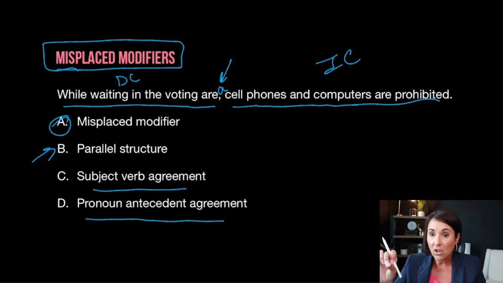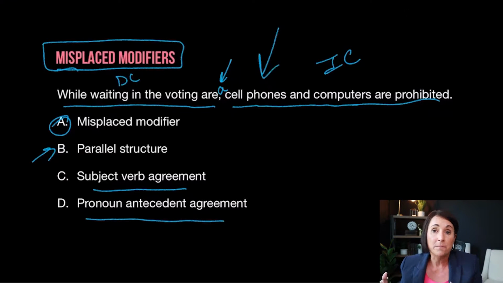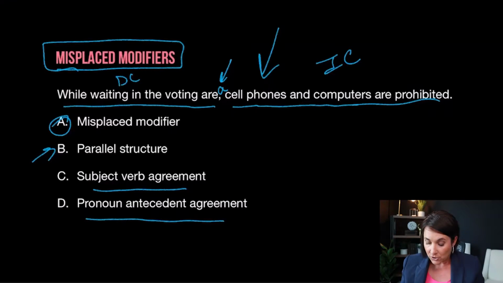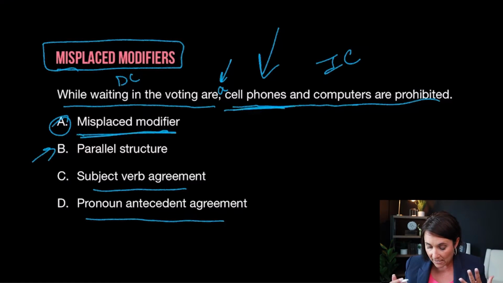They'll have the dependent clause, and then this part here is in the wrong order. So really, this should be fixed up to say, while people wait in the voting area, using cell phones and computers is prohibited. So that would be a better way to revise this sentence. So this is a misplaced modifier here. Cell phones, it sounds like cell phones are waiting in the voting area.